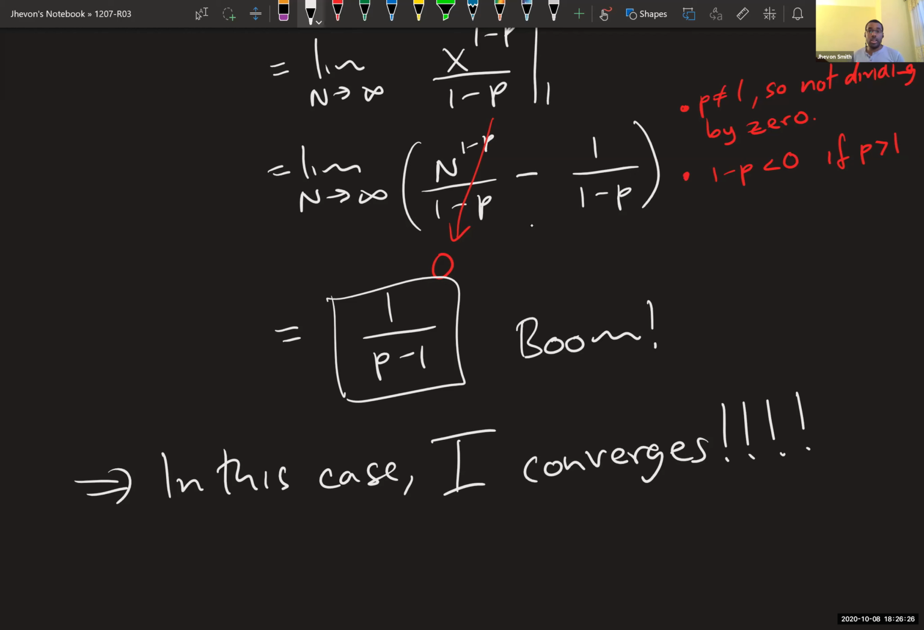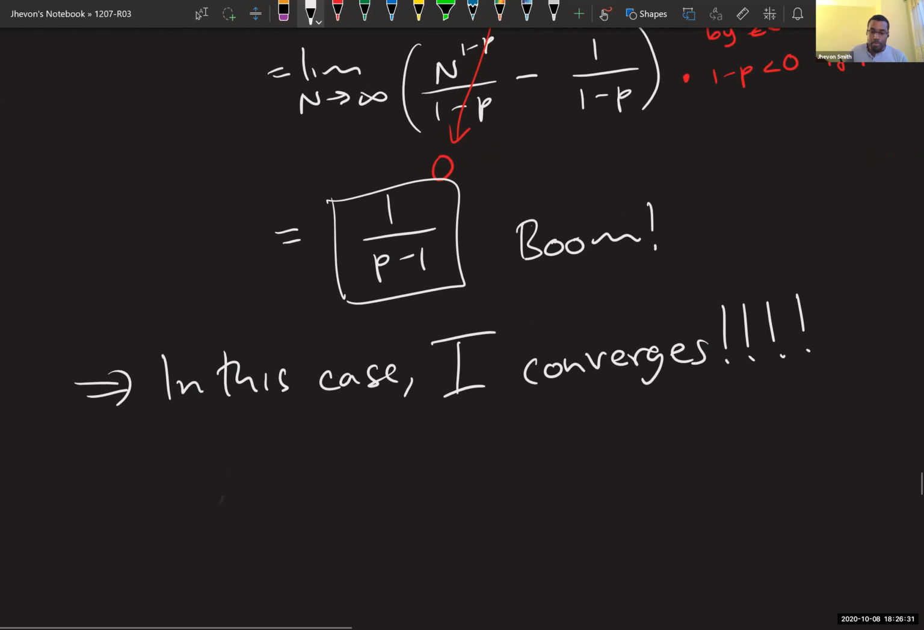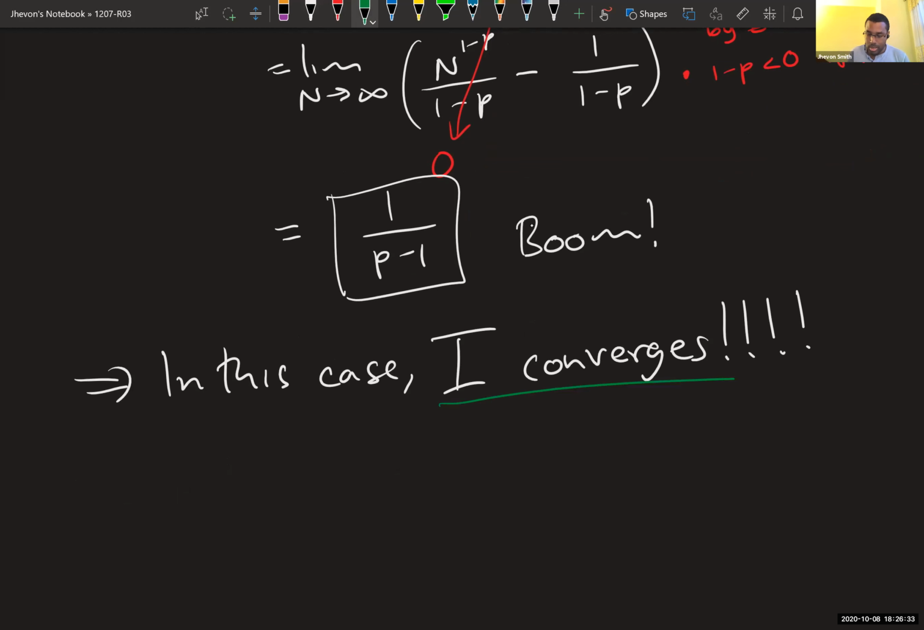The important thing here, more than the specific answer, is that it's converging. So you can compute the specific answer if you want, but what is more important is that this thing converges at all. To know that there is convergence is actually a very important fact.